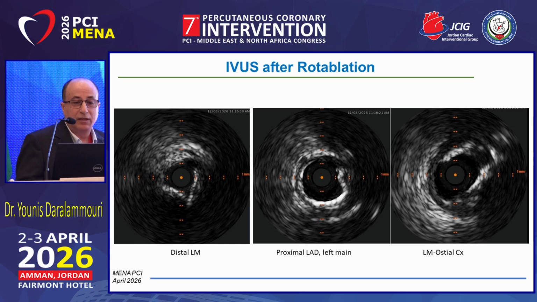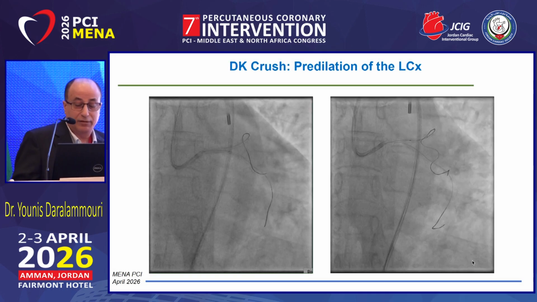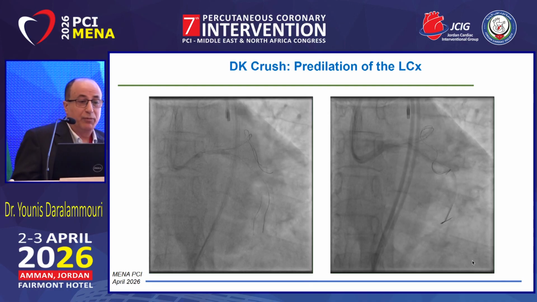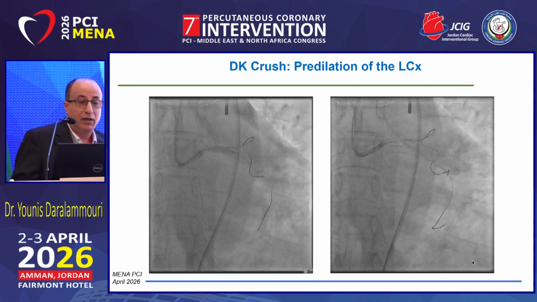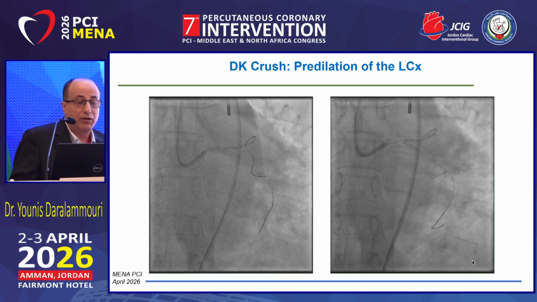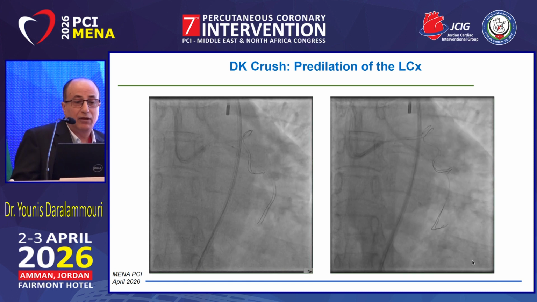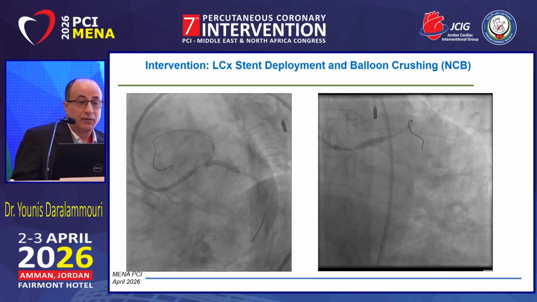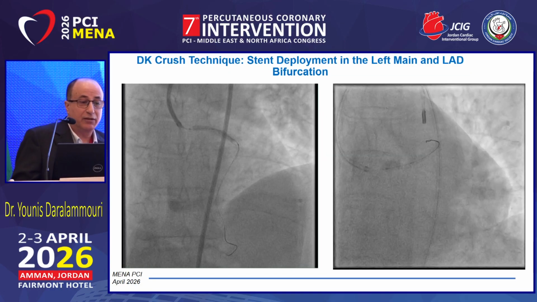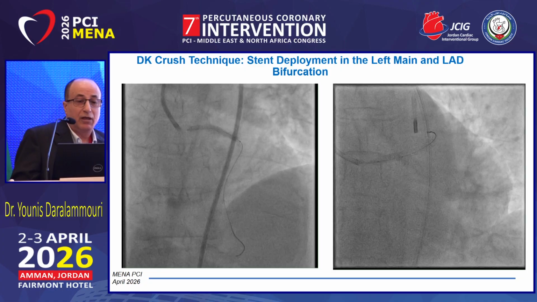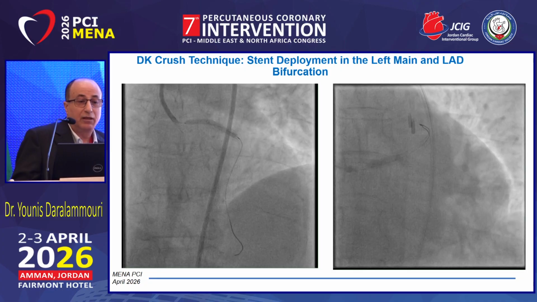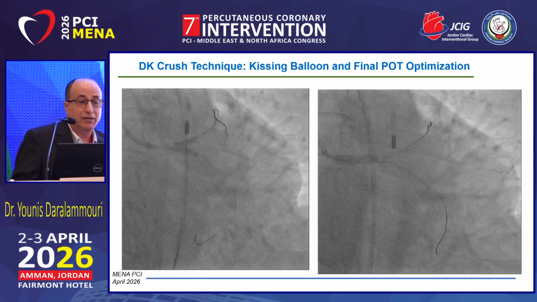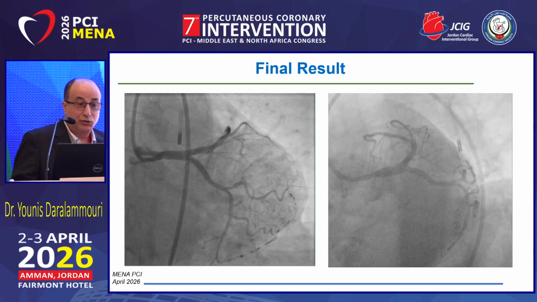In contrast, the circumflex has less calcification, so we didn't perform rotational atherectomy for LCX. We dilated the circumflex, implanted a stent with minimal protrusion in the left main, crushed the stent, and performed first kissing. A second stent was placed from left main to LAD, then second kissing, POT, and this is the final angiographic result.